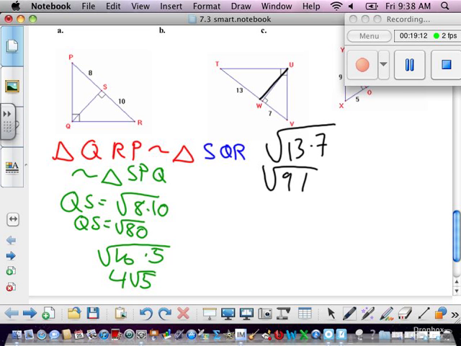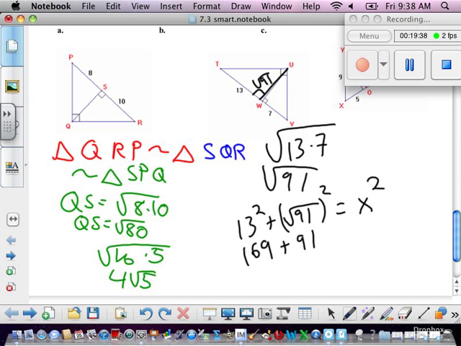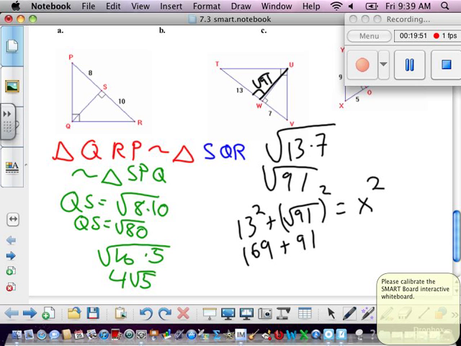So since this is the square root of 91, and this would be the right angle, we know TU is my C. So I'm going to go 13 squared plus the square root of 91 squared equals x, my unknown, or TU squared. 13 squared is 169 plus 91. 169 plus 91 gives me 260.